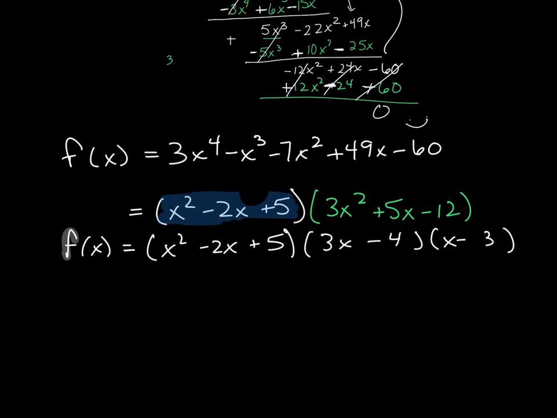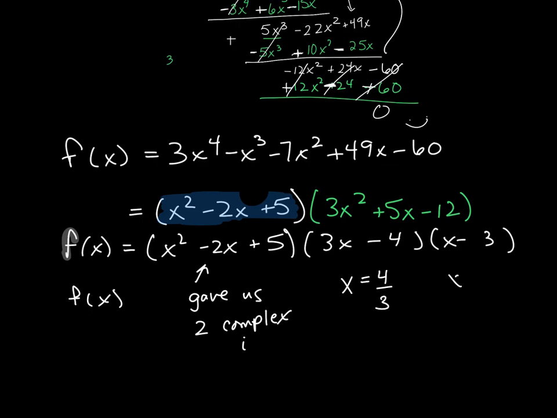So our final solution for this: this first pair gave us 2 complex imaginary number solutions, and the next one will give us a solution that x is equal to 4/3 and x is equal to 3. So these would be our 2 solutions where the graph would cross the x-axis.